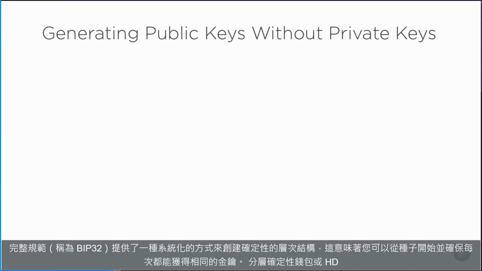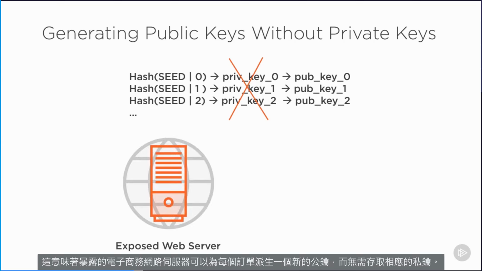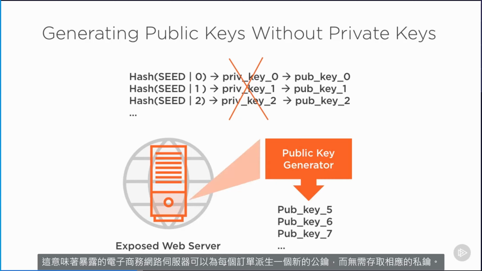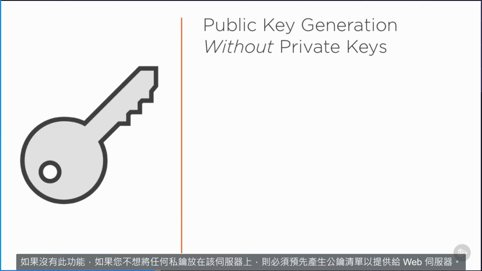One additional surprising and useful feature of hierarchical deterministic wallets, or HD wallets, is that it's not only possible to derive chains of private keys, but also public keys without any knowledge of a private key. This means an exposed e-commerce web server could derive a new public key for every order without having access to the corresponding private keys. Without this ability, you would have to pre-generate a list of public keys to give to the web server if you didn't want to place any of the private keys on that server.